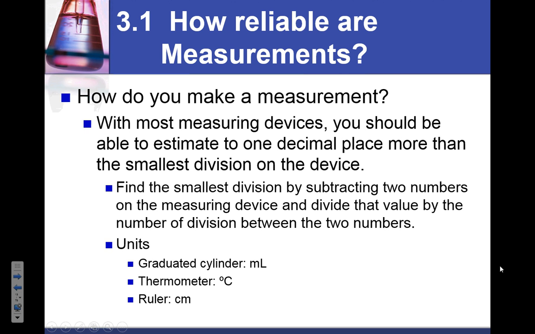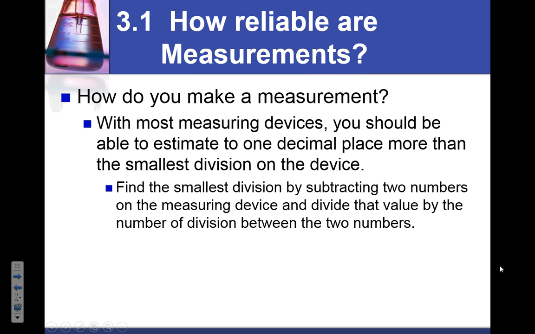That's what I mean by finding the smallest division. Now, a quick, easy way to do that, if you can't look at it intuitively and see, oh, that's going to be tenths, or hundreds, or ones or tens: a good strategy is to take a look at 2 numbers, subtract the difference between the 2 numbers, then count how many divisions are spaced between those 2 numbers, and divide that into your answer.